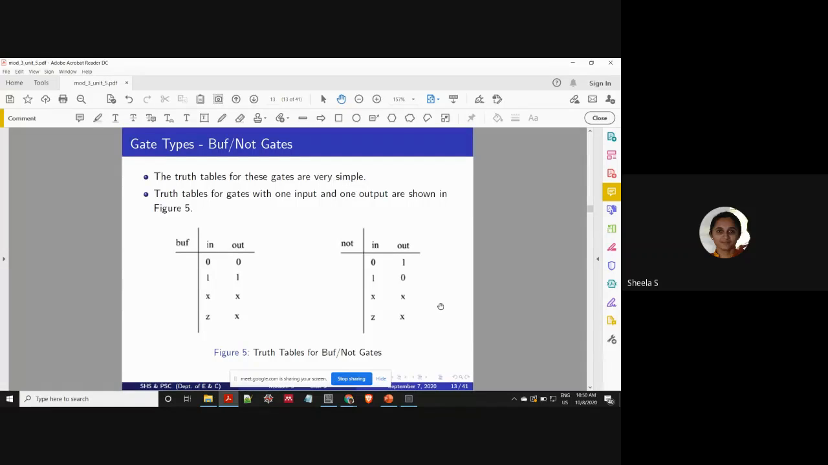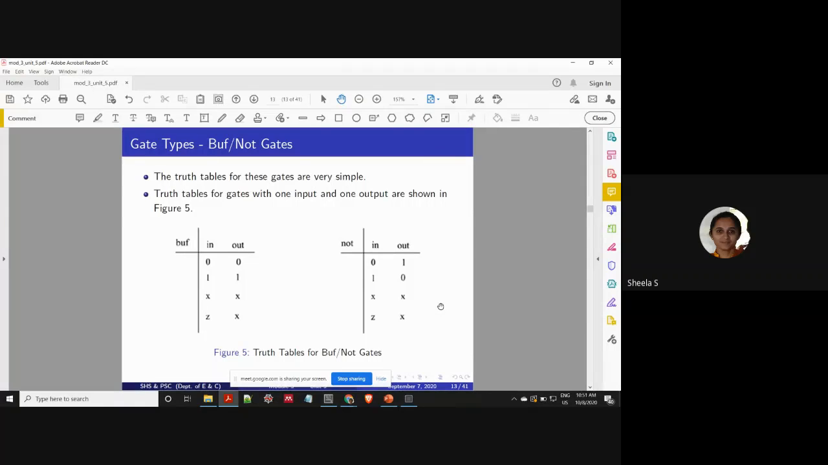So till now, we discussed AND, OR gates as well as buffer and NOT gate. The main difference between them is, in case of AND and OR gates, we can have only one output and many inputs. But in case of buffers, we can have one input and many outputs. So this is what we are going to consider.